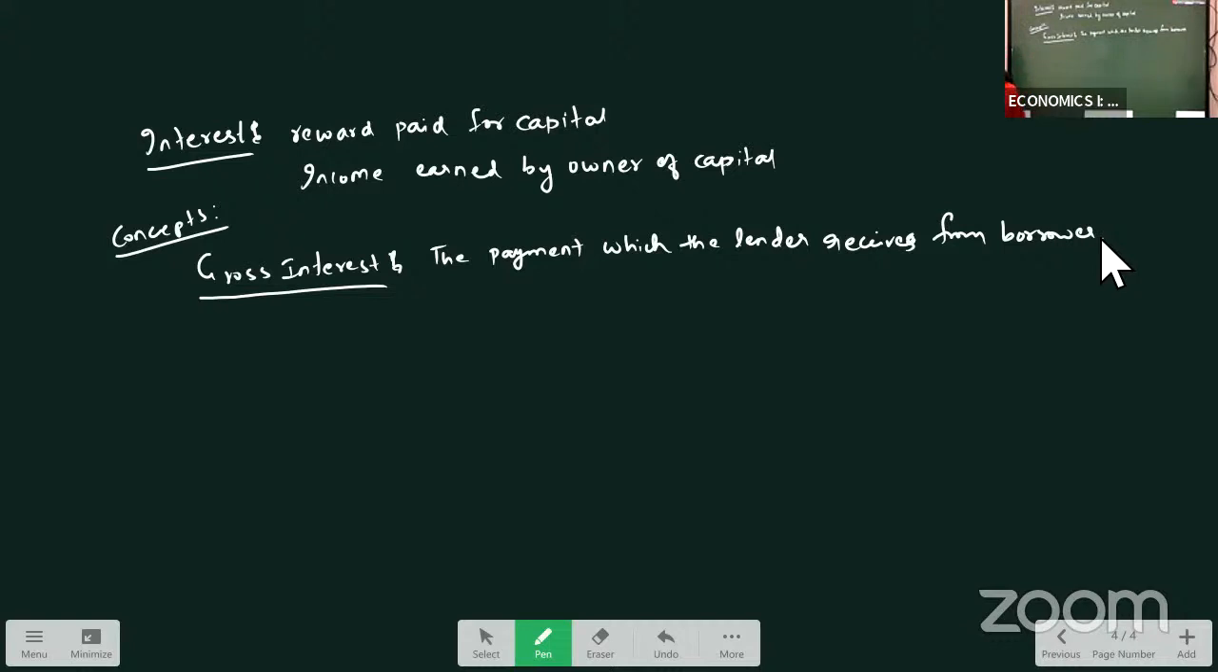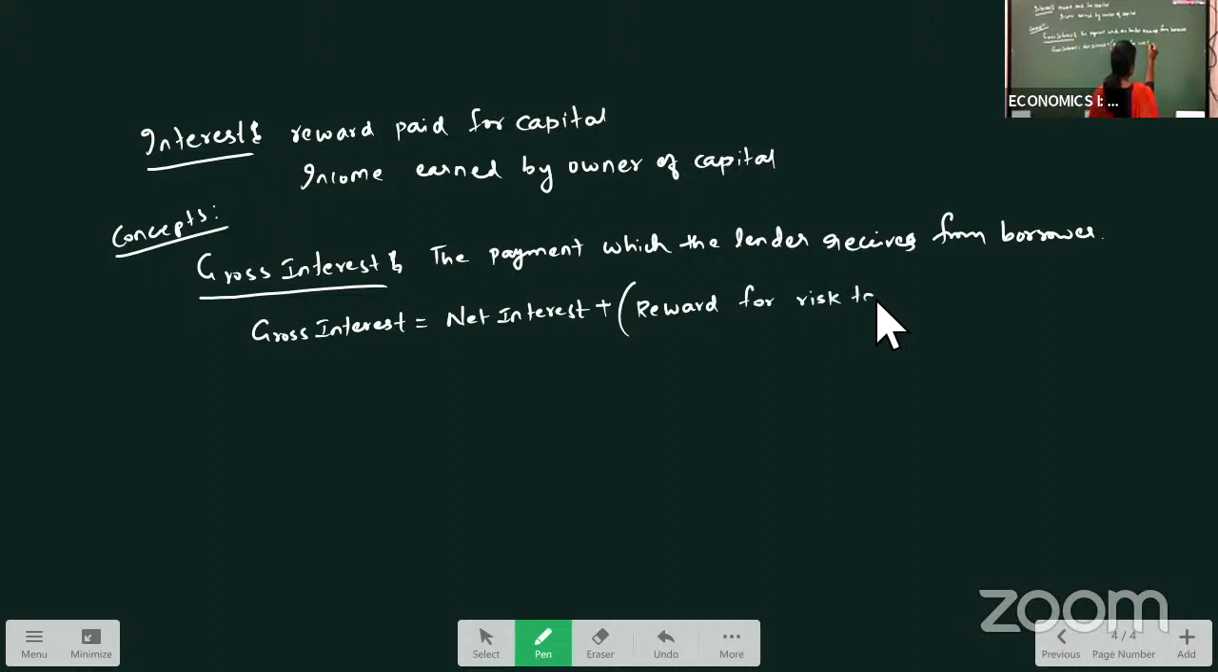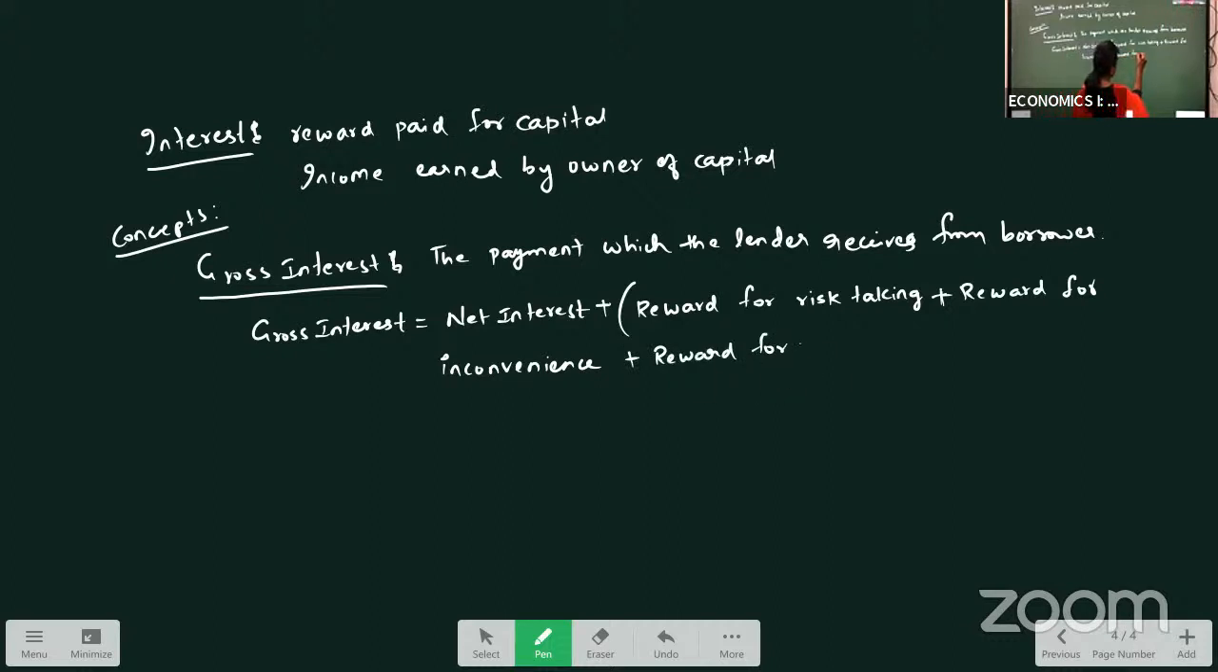So you can see, gross interest is equal to, you have to write down the formula here: net interest plus reward for risk taking, because when we give money to someone else, we are taking risk, plus reward for inconvenience, plus reward for management.